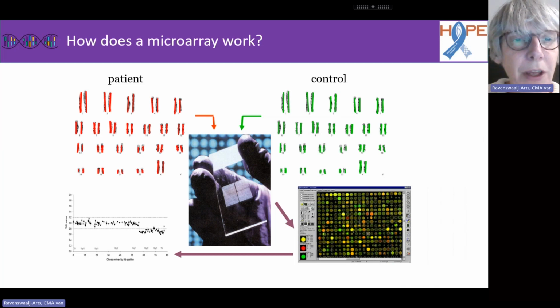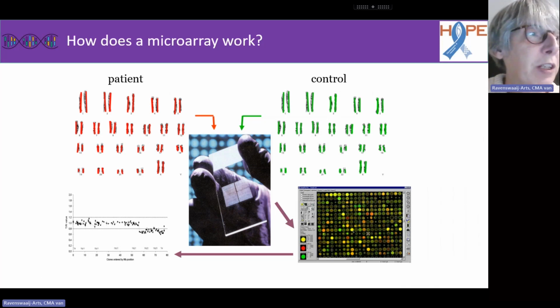In this graph, you see the result for chromosome 18. The dots in between the dashed lines represent spots where we see equal amounts of patient and control DNA. That's a normal situation. At the lower end of the chromosome, less patient DNA is present. So there seems to be a loss of the lower part of chromosome 18.